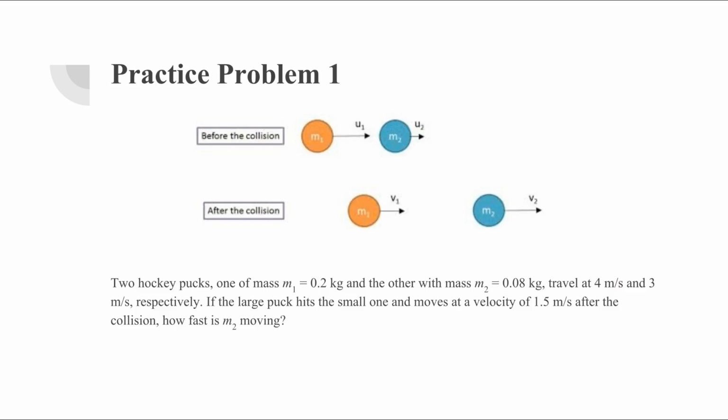So we're gonna do like 2 practice problems. This is an easy one. The next one's gonna be a harder one. Two hockey pucks, one of mass M1 equals 0.2 kilograms and the other of mass M2 equals 0.08 kilograms, travel at 4 meters per second and 3 meters per second respectively. If the large puck hits the small one and moves at a velocity of 1.5 meters per second after the collision, how fast is M2 moving?